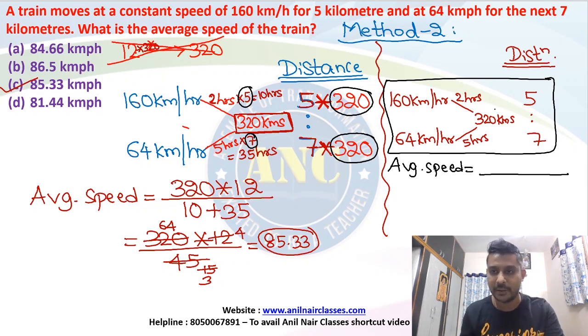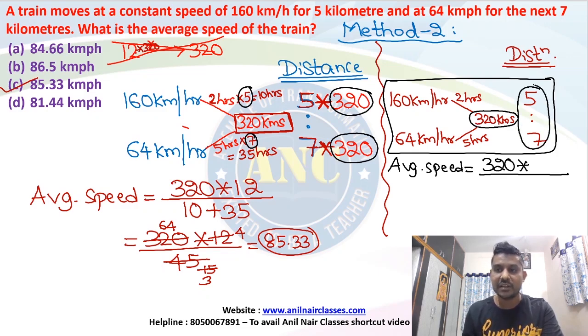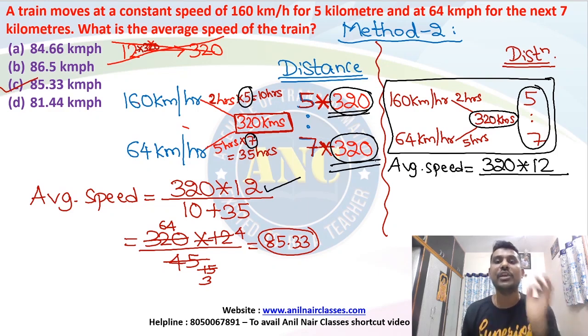See here, it's so simple. Average speed is total distance by total time. Total distance is whatever the assumed distance of 320 multiplied by the sum of the ratios of the distances, 5 plus 7, 12. That is exactly what you got here. You don't need to write all these things in the examination hall, is what I am trying to say, you people. Divided by total time.